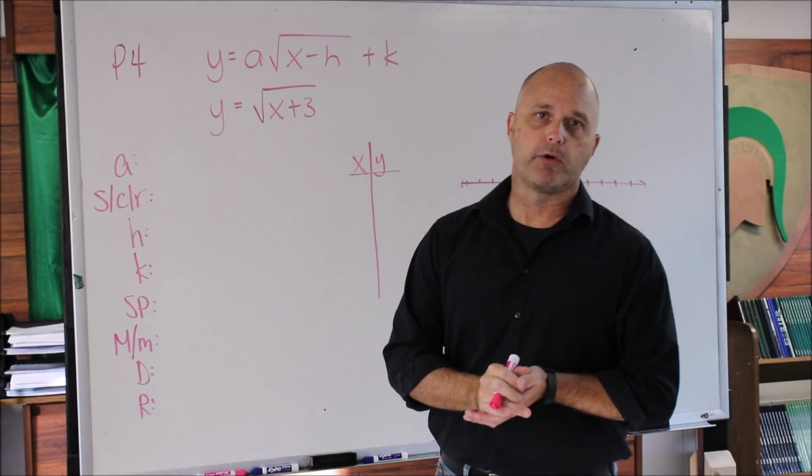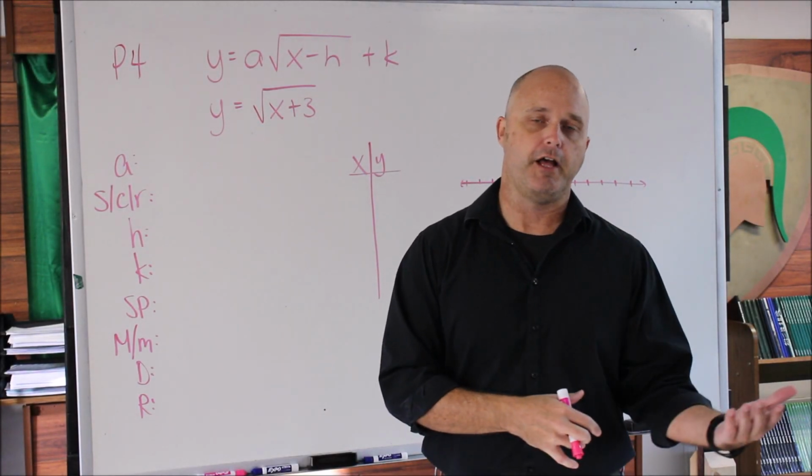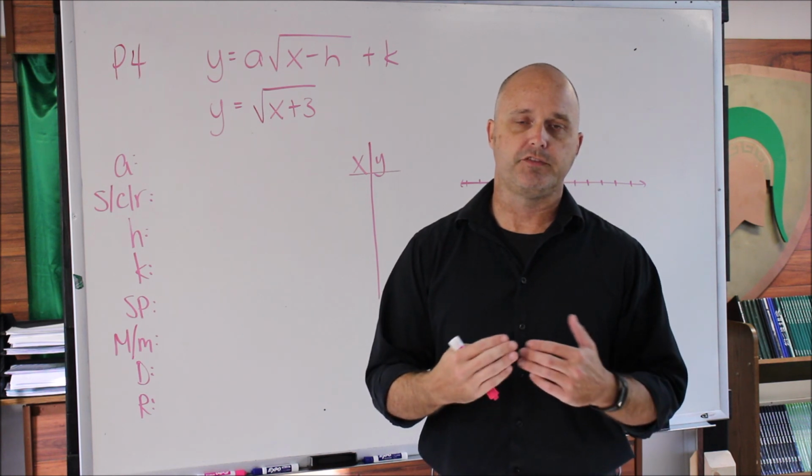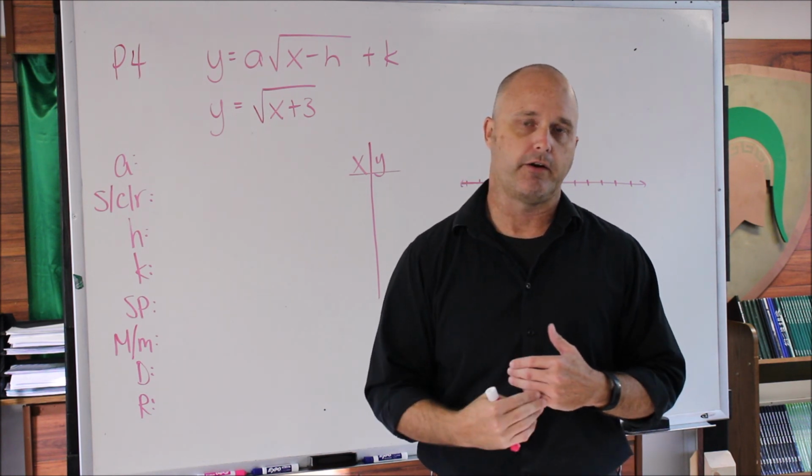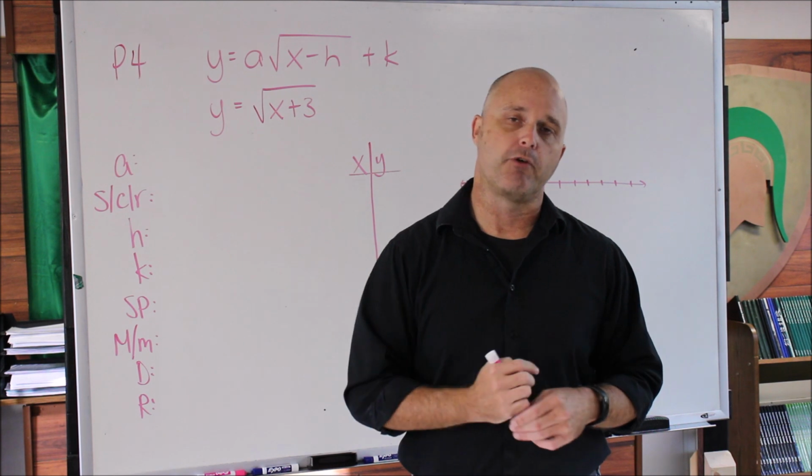So here on problem number 4, we're going to exchange the k value for an h value. The one thing that's going to do is, instead of having an upwards or downwards movement in our graph, we're now going to shift it left and right.